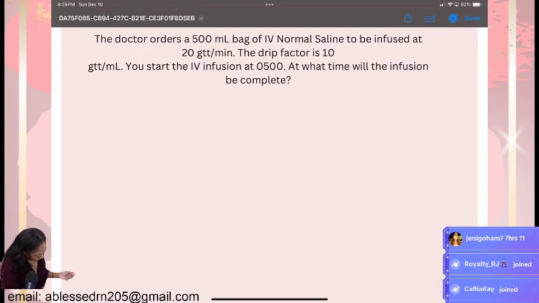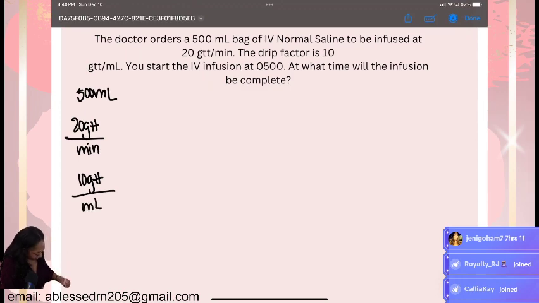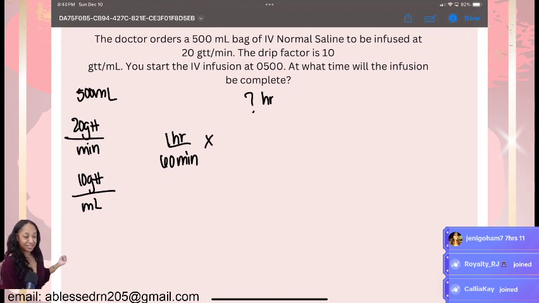All right, so we got 500 mLs in our bag. We got 20 drops per minute is our rate. And our drop factor is 10 drops per ml. And then we want to know how many hours it's going to take, okay? So if we're looking for hours, what are we going to start with? Hours. We don't have hours, we have minutes. So put them anyway, okay? So we got 1 hour is 60 minutes. I put what I want. As long as it crosses out on the top and the bottom and I get my goal, I put what I want.